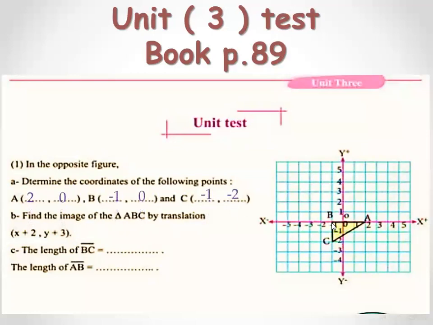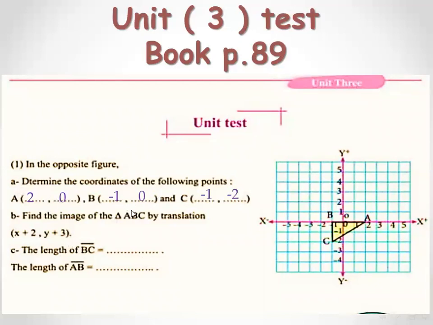B, X in B is negative 1 and Y is 0. So B equals negative 1 and 0. C, X in C equals negative 1 and Y in C equals negative 2. So C equals negative 1 and negative 2. Find the image of the triangle ABC by translation x plus 2, y plus 3.